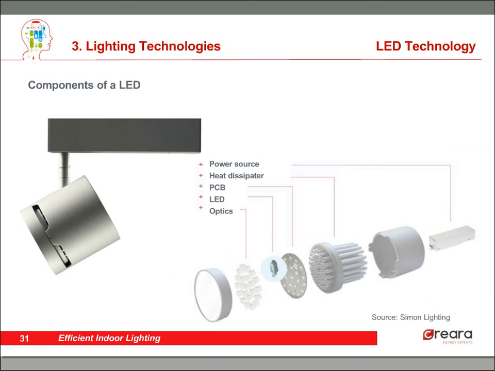This graph shows the components of a LED light. First, at the right, we see the power source. These lamps cannot work by themselves. They need a power source to obtain the desired voltage and the desired current. Then we have the heat dissipator. The key factor in LED lighting is the heat dissipator. We're going to talk about this later. Then we have the PCB and of course the diode, the LED. And finally, we have the optics.